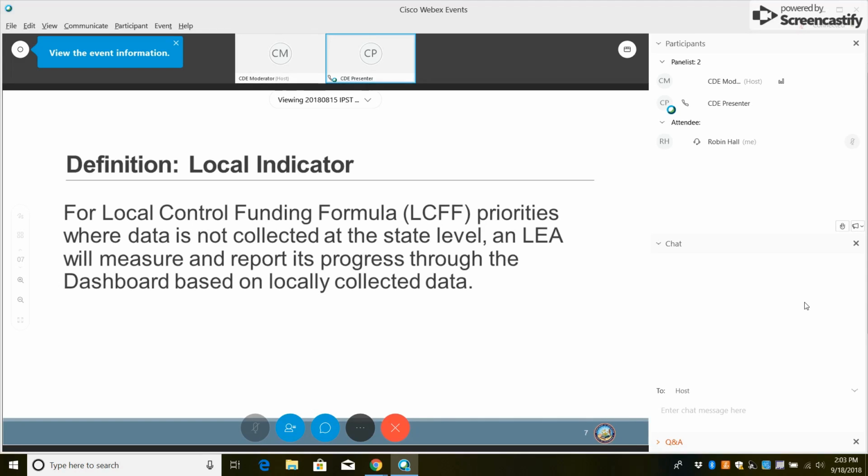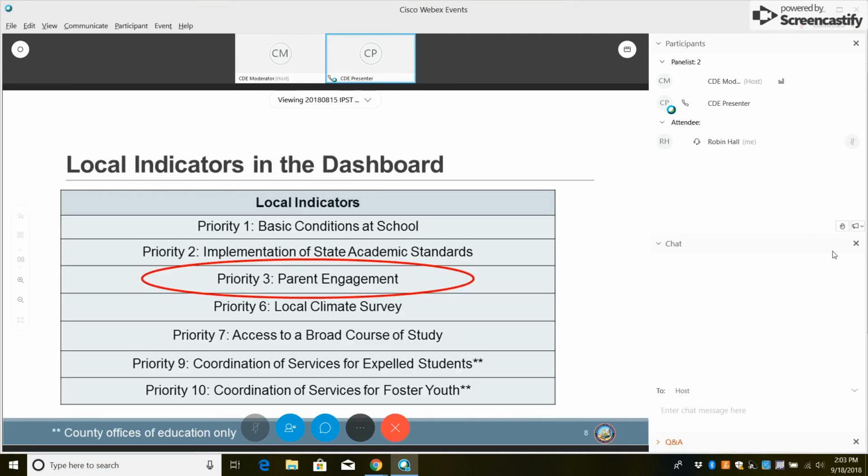But we don't have such data for all priorities. And so for those priorities for which we don't have state-level data, the State Board of Education has adopted local indicators that are calculated using locally collected data. Here is the list of the priorities for which we have local indicators. You'll notice Priority 3 is circled there, and that's the one we're going to talk about today.